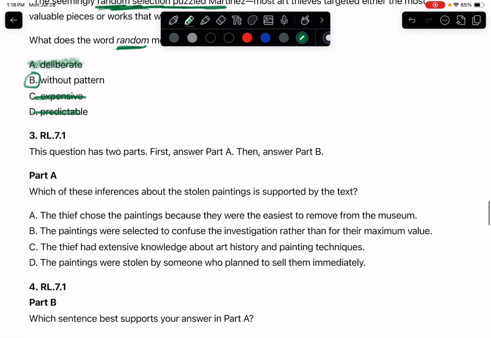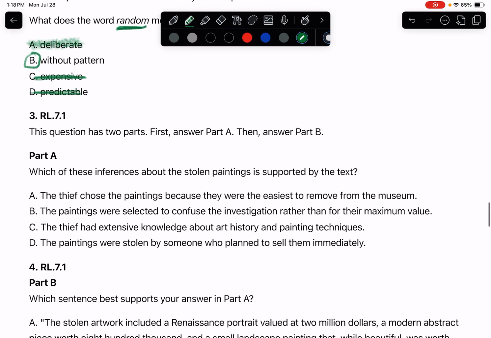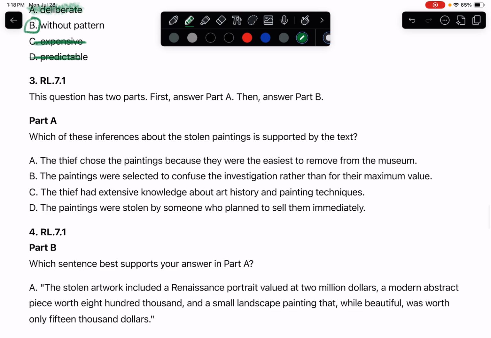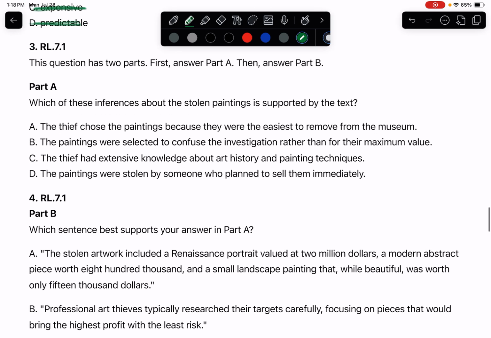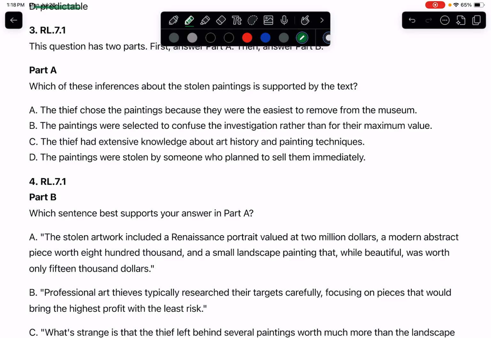This question has two parts. First, part A, and then part B. You're gonna get questions like these. And usually it's three, in this case it would be 3A and then 3B. So you have to get both of them right. Which of these inferences about the stolen paintings is supported by the text? The easiest way to do this, eliminate the ones that you know are wrong. So let's find those first.